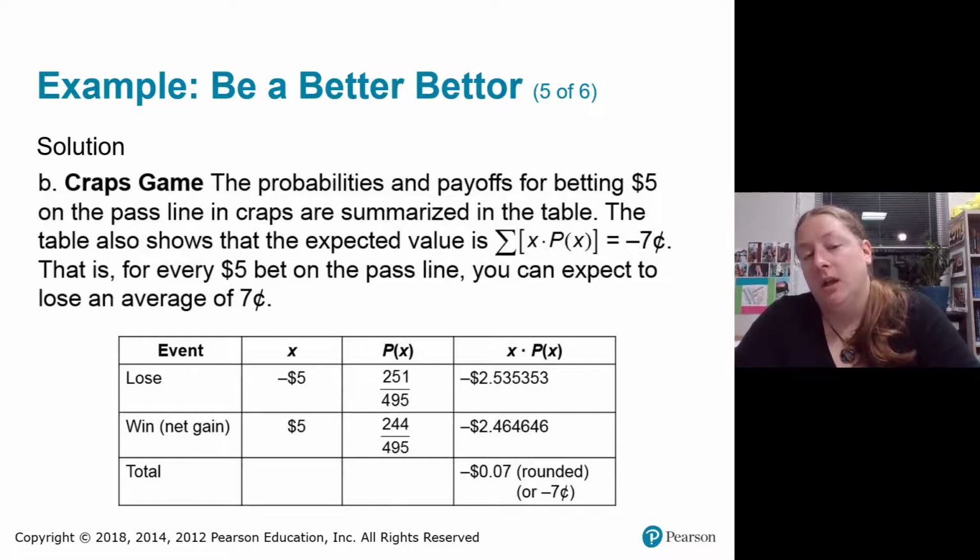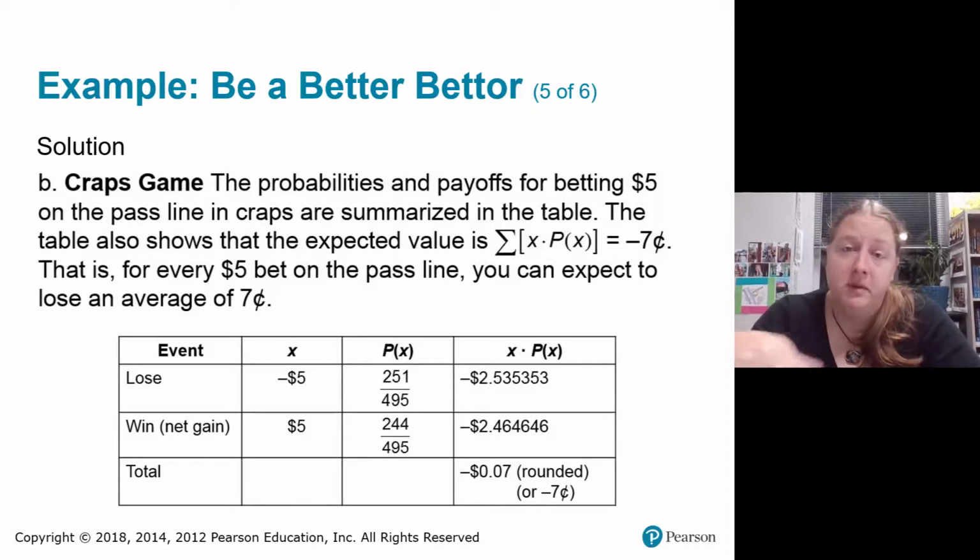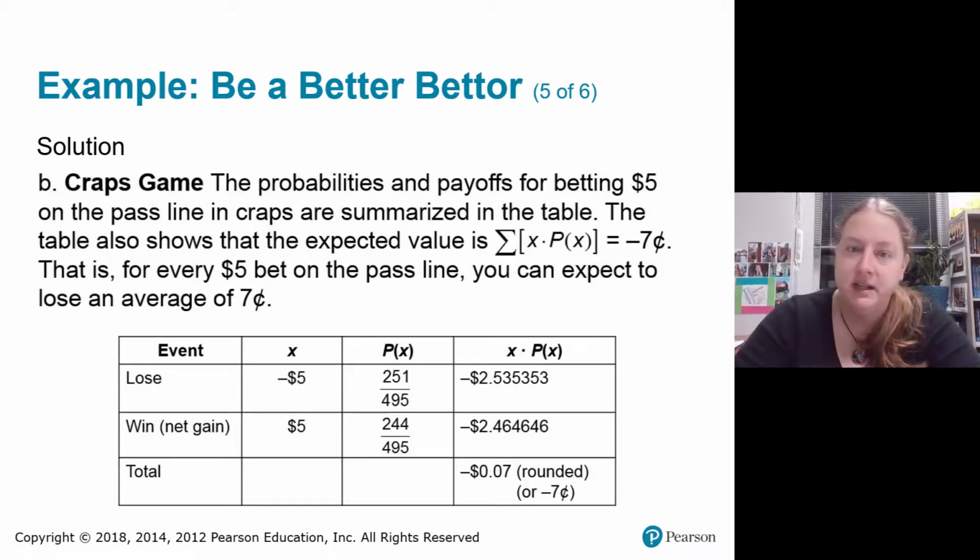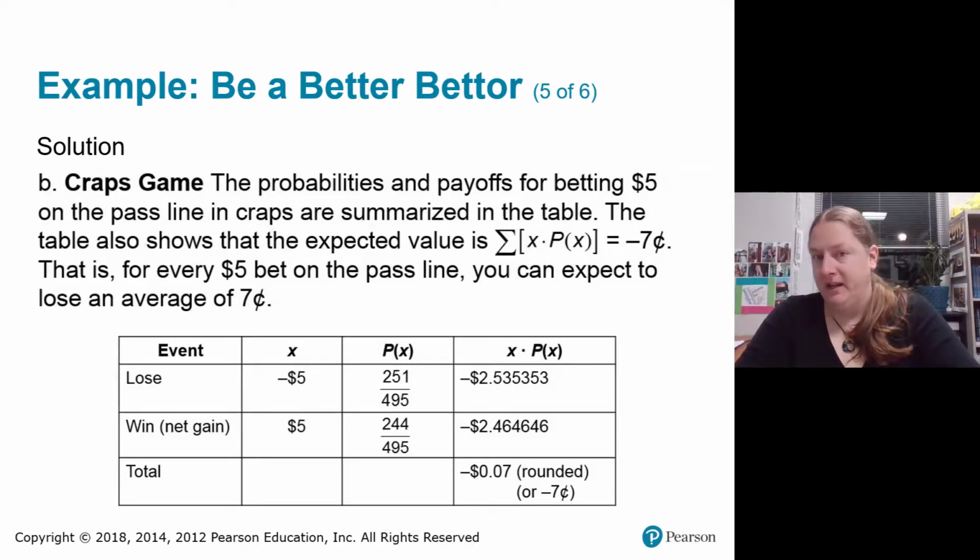So we are again losing corresponds to negative $5. We bet our $5, we don't get it back. This time winning corresponds to that net profit of $5 because they give us $10, but 5 of it was ours to begin with. So we only really gain $5. So again, to find the mean, we multiply across the x times its associated probability. And when we do that, we get the values in the right-hand column, with the exception that that second value, $2.464646, should be positive. So then we add them up, and when we add them up, we get negative 7 cents, or it rounds to negative 7 cents. So if we bet $5 on the pass line in the craps game, we can expect to lose 7 cents, an average of 7 cents.